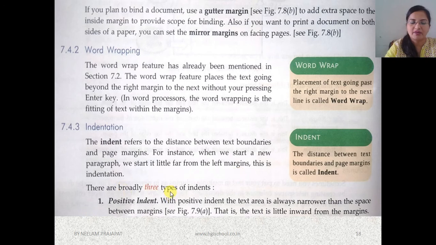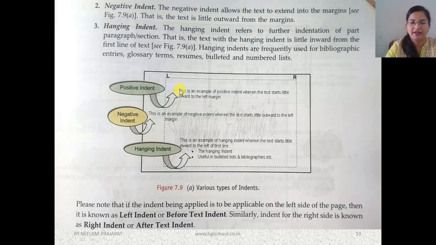So there are broadly three types of indents. So first is positive indent. So positive indent, the text area is always narrower than the space between margins, okay. So that is the text is little inward from the margin, okay. Here you can see the text is inward from the margin, and this is left indentation, okay. Now here, sorry, positive indentation.